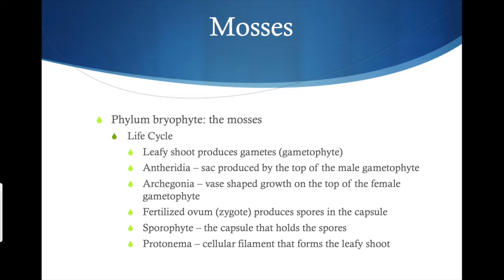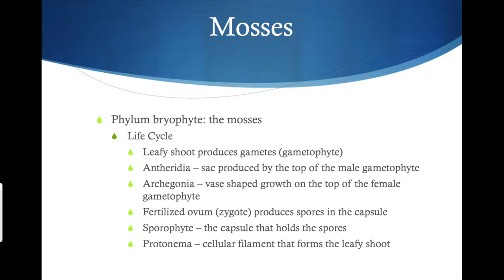Together, if the sperm unites with the egg, if the antheridia's sac is in contact with the archegonia's vase shape, it will go down and it will fertilize the ovum. We call a fertilized ovum a zygote. Just like in humans, as we talked about, sperm and egg, when they unite, they create a diploid zygote.